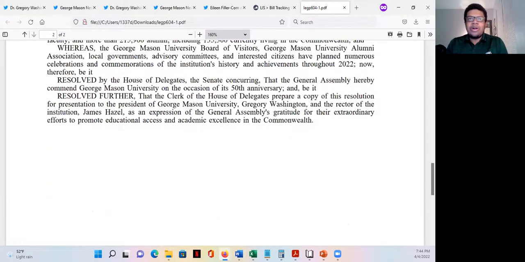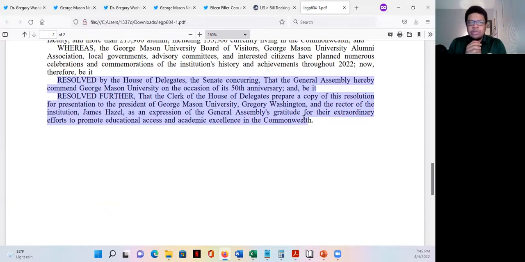So, resolved by the Virginia House of Delegates and Senate concurring, that the General Assembly hereby commend George Mason University on the occasion of its 50th anniversary, and be it further resolved that the clerk prepare a copy of this resolution for presentation to the president of the university and the rector of the university, to show the General Assembly's gratitude for their extraordinary efforts to promote educational access and academic excellence in the Commonwealth of Virginia. Right, that's just a very nice commending resolution.